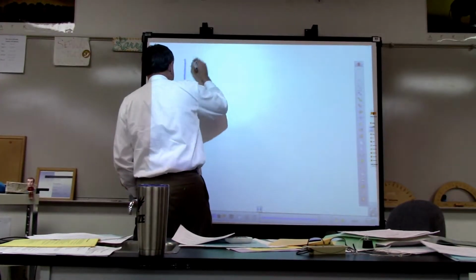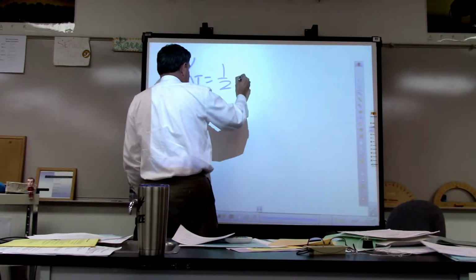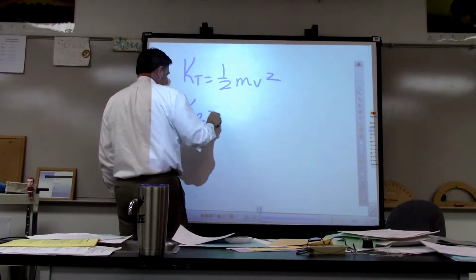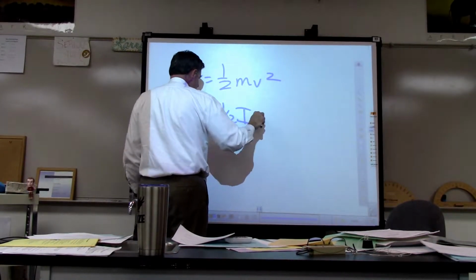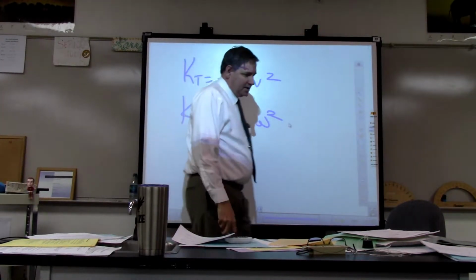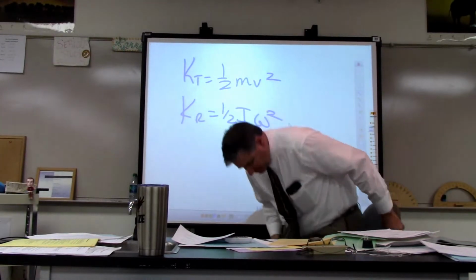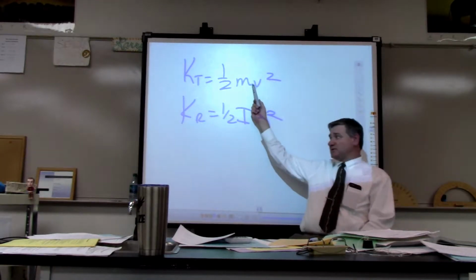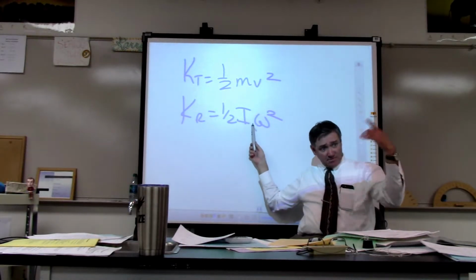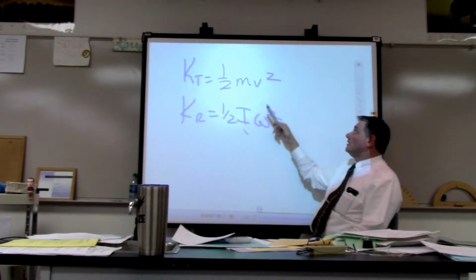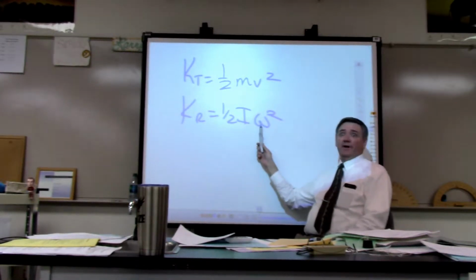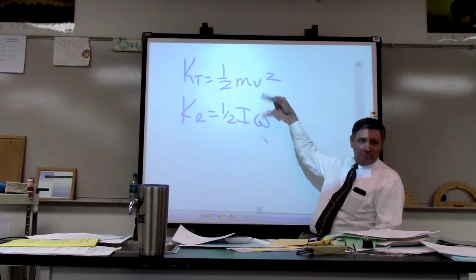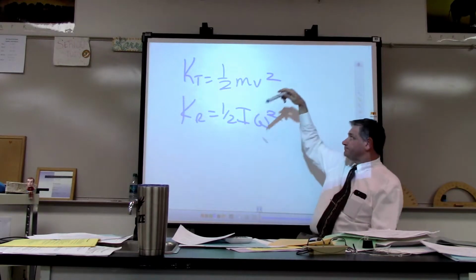Translational is 1/2 mv squared, and rotational is 1/2 I omega squared. If you look at what they have in common, they both have a half. m is mass, a measure of inertia. I is a measure of your rotational inertia. v is how fast you're moving. Omega is how fast you're spinning. So they're both a similar form.